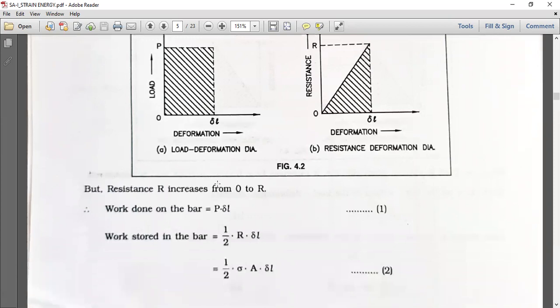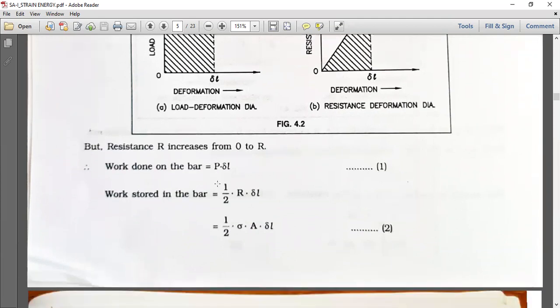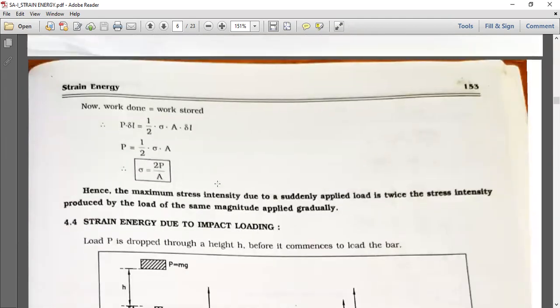Now resistance R increases from 0 to R. Work stored in the bar is equal to 1/2 into R into delta L. Put the R value as sigma into A. We get 1/2 sigma into A into delta L. Now work done is equal to work stored, which gives sigma equal to 2P upon A. Hence the maximum stress intensity due to a suddenly applied load is twice the stress intensity produced by a load of the same magnitude applied gradually.